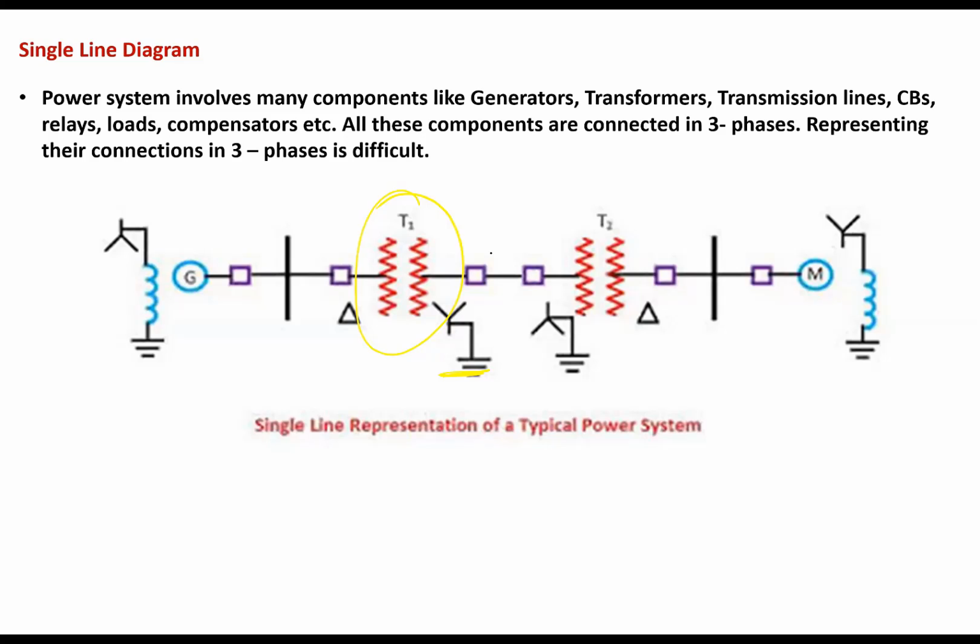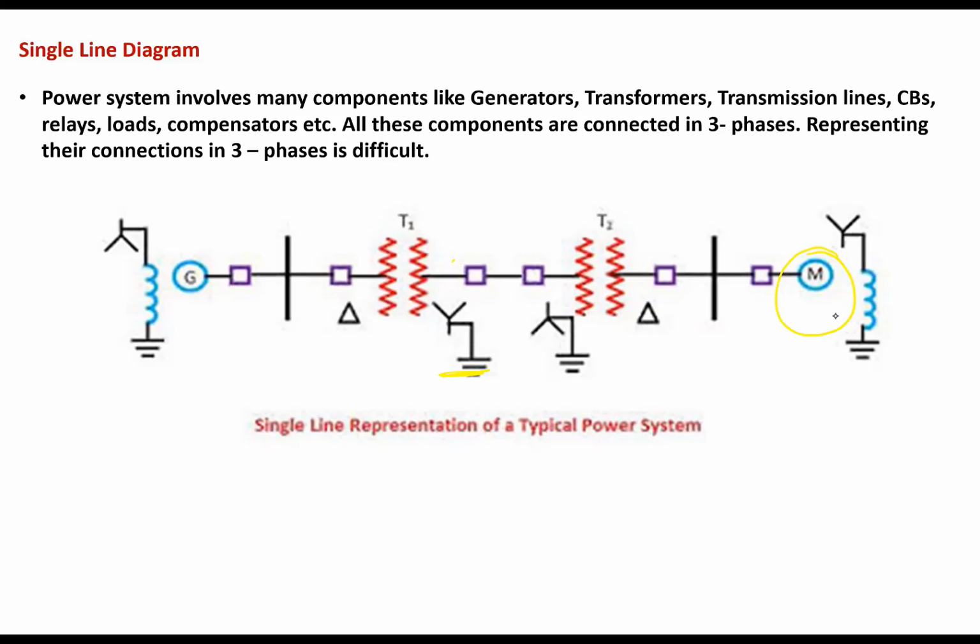Again you have a transmission line. You can see that at the beginning of the transmission line there is a circuit breaker, and at the end you have a circuit breaker. Again you have one more transformer T2. The primary of T2 is star connected and solidly grounded. The secondary is delta connected. Again there is a bus. To this bus one synchronous motor is connected. This synchronous motor is also star connected and its star point is grounded through some inductor.